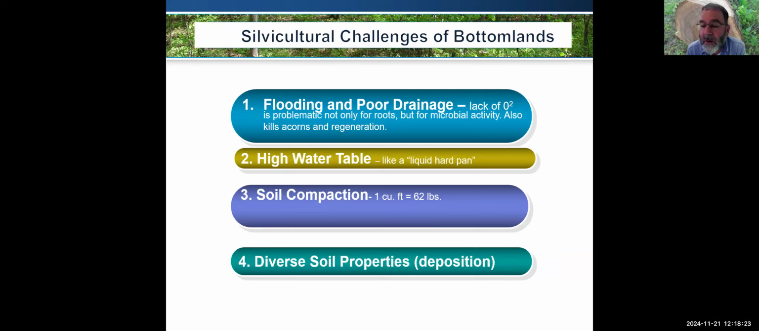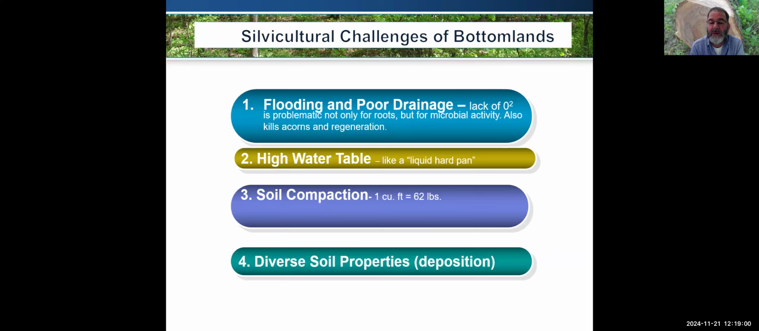Trees need oxygen for respiration, and that's procured through the root system. And so if we have standing water that's stale, stagnant, the oxygen gets used up, and many species just can't tolerate that and they die. Of course, the microbial activity needs oxygen too. And also, of course, flooding can kill acorns and regeneration, young seedlings. And so I've been in the woods before after harvest in the bottomland, and you're very satisfied with the oak regeneration. And then I've come back to that same site 2 or 3 years later and can't find a single oak tree, and you're trying to explain what happened.